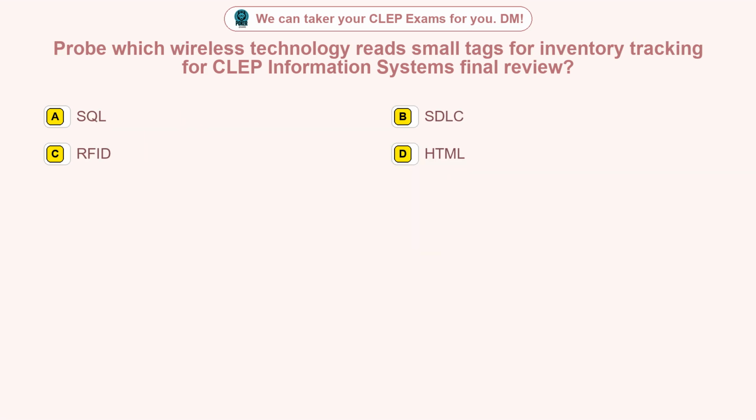Question 60. Probe which wireless technology reads small tags for inventory tracking for CLEP Information Systems final review. Option A, SQL. Option B, SDLC. Option C, RFID. Option D, HTML. The correct answer is option C, RFID.